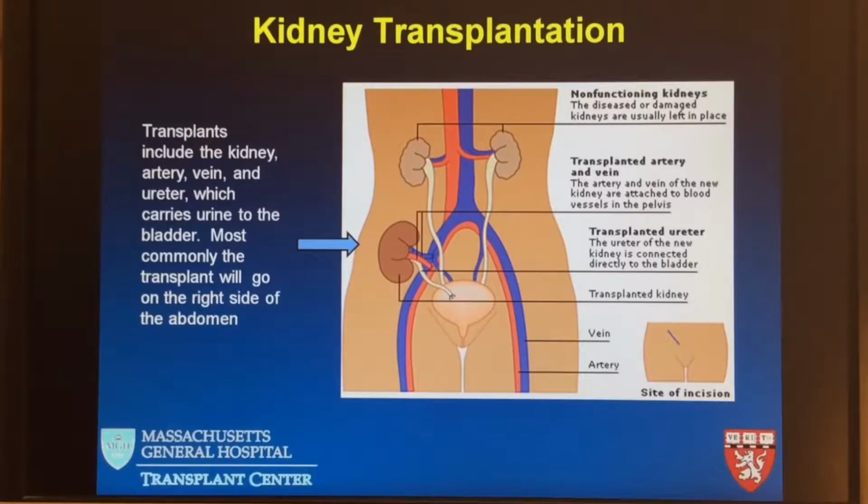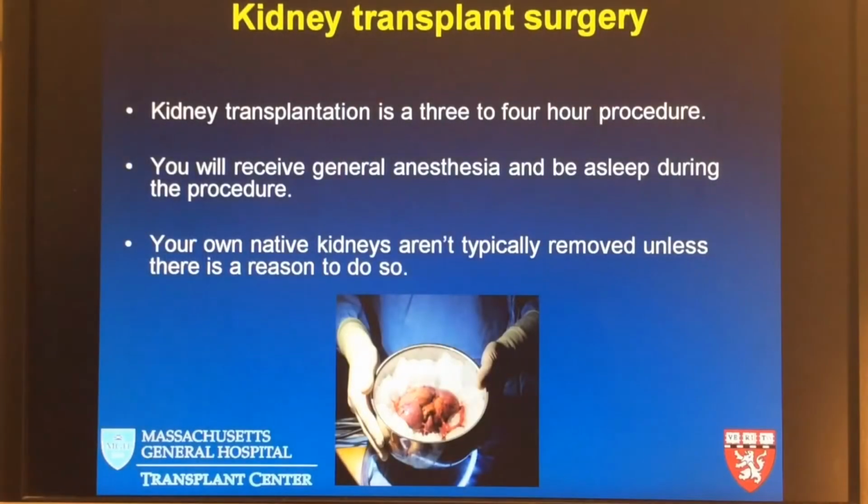Most of the time we do the kidney on the right side, but it could be done on the left side as well. Kidney transplant procedure is about a 3 to 4 hour procedure. Every patient is under general anesthesia and will be asleep during the procedure. We don't usually take out the patient's own kidneys, or the native kidneys, except in certain situations where there is a good reason to remove them.